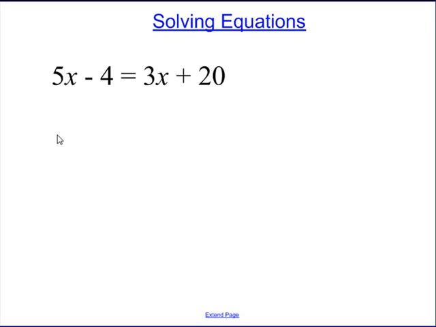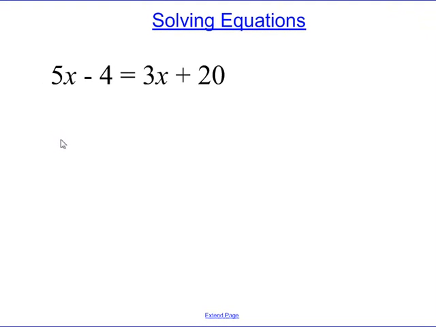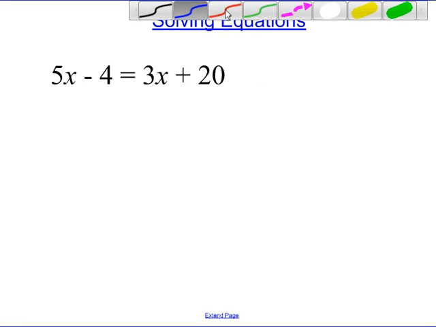This tutorial is going to be about solving equations with an x on both sides. So to solve this equation, you have 5x minus 4 on the left hand side and 3x plus 20 on the right hand side. Now there's different ways of solving equations and I'm going to show you one way now.